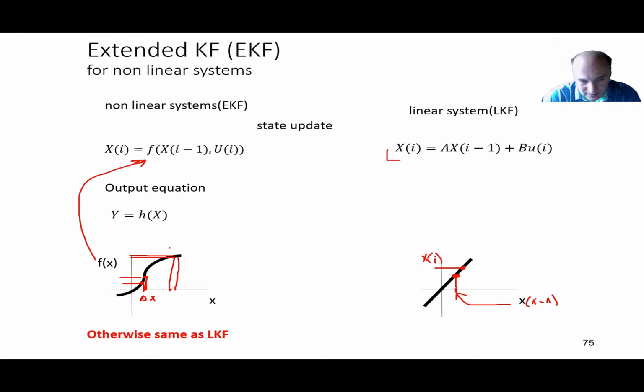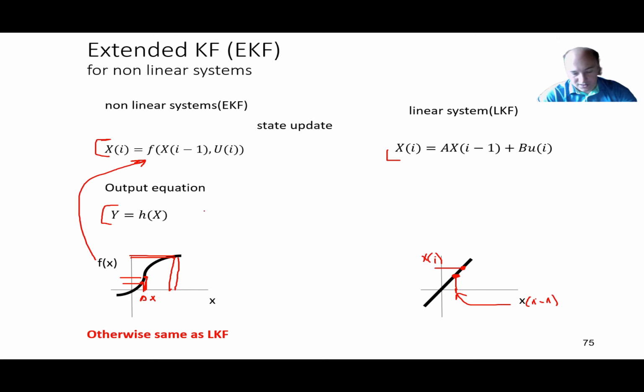And we can also have a nonlinear behavior on the output. So we will have another equation, another function h, that will calculate the output based on some function and the state. Otherwise, the equations will be exactly the same. So if we are using the extended Kalman filter, the only two equations that we need to change are the state equation and the output equation.